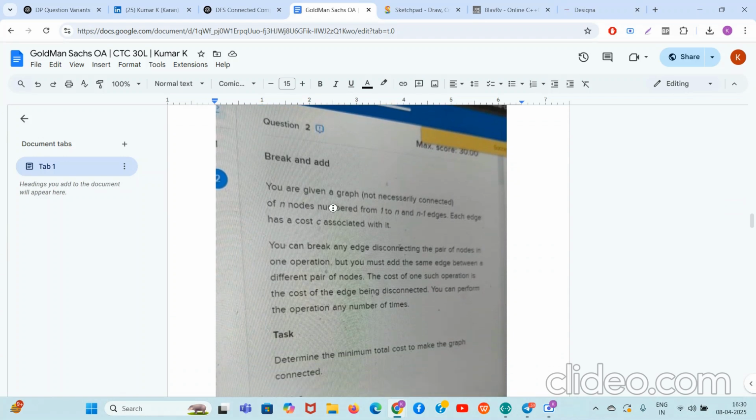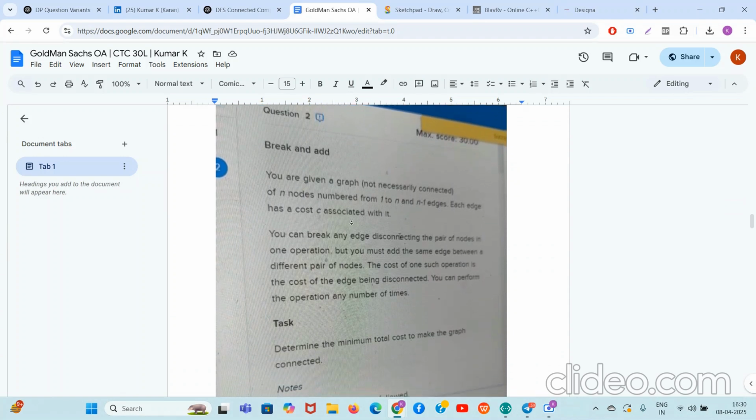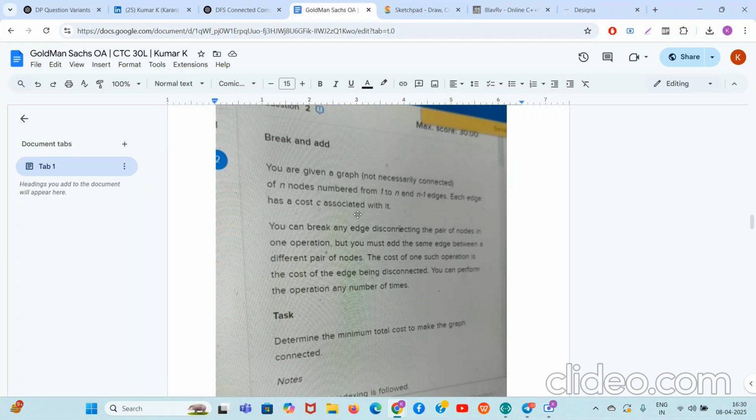You are given a graph, not necessarily connected, of n nodes and n numbered. There is one-based indexing we are using, right? The nodes are numbered from 1 to n, and there are n minus 1 edges.